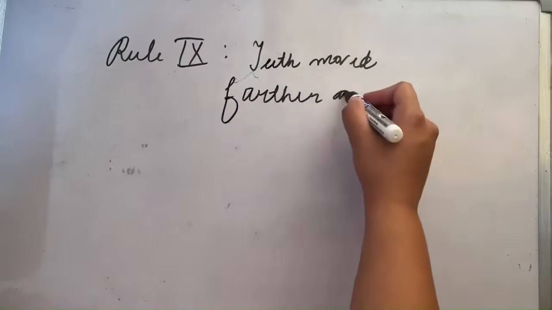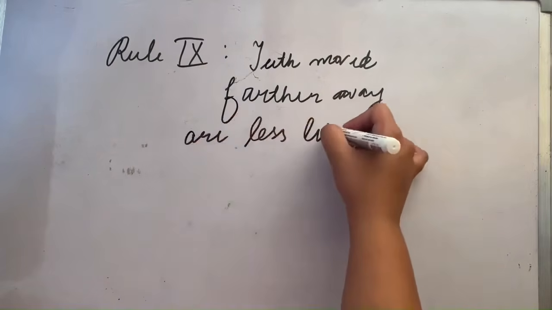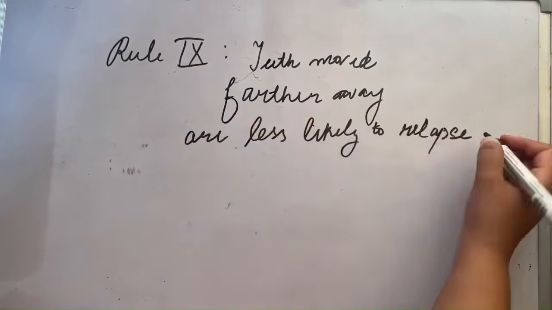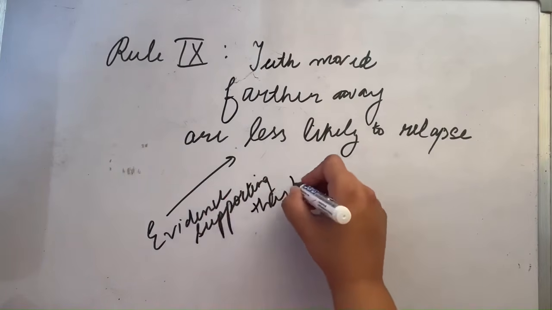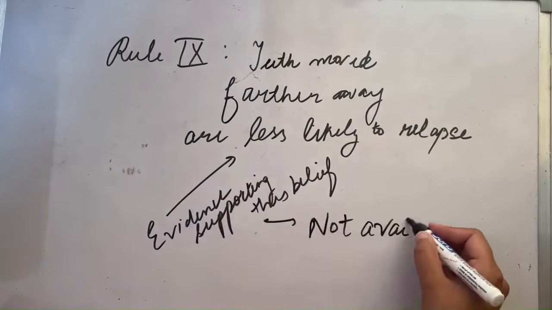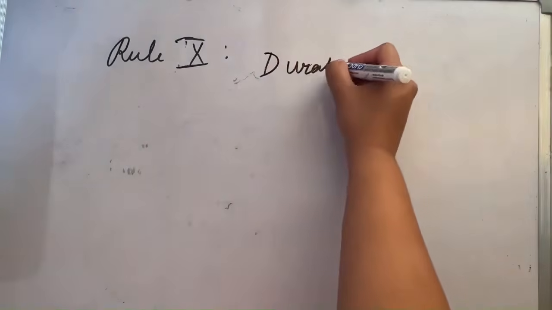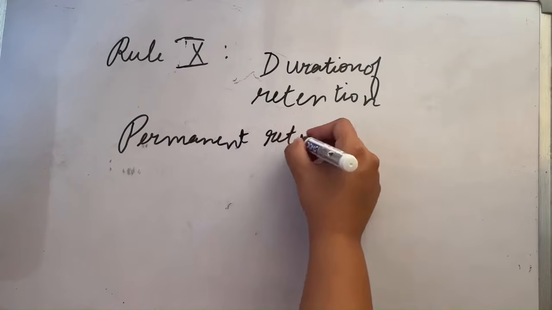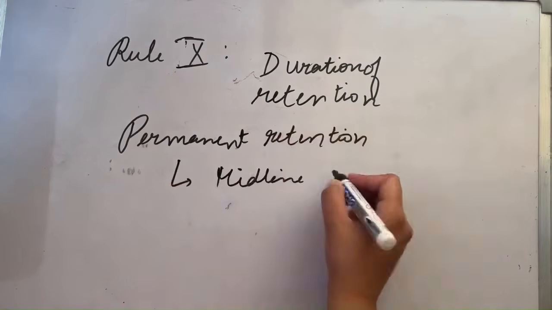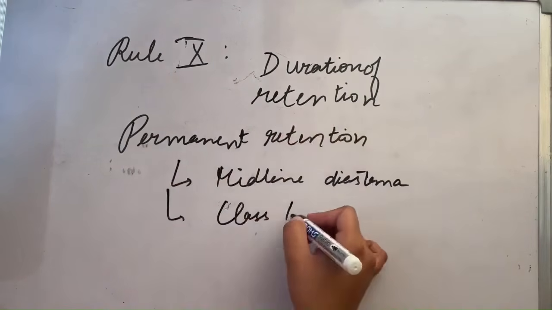Theorem or Rule 9 states that the farther the teeth are moved, the less likely they are to relapse back to their position. But the thing here is, the evidence supporting this belief is not enough or is not available. Theorem 10 states the importance of the duration of the retention phase, stating that some malocclusions when corrected require permanent retention and some only for a short period of time.